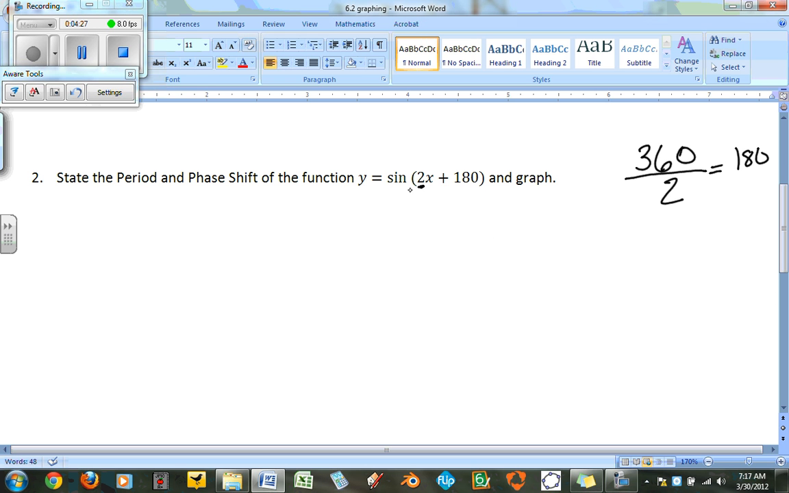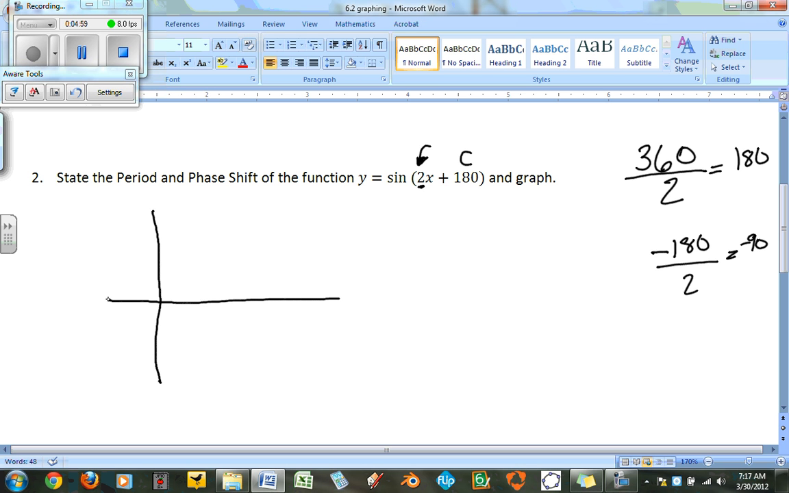All right, and then we're also asked to find the phase shift, and phase shift is -c over k. This is our c value, so -180 divided by k, and k is the number that comes before the angle, x, or sometimes theta. So -c all over k gives us a phase shift of -90 degrees. What that means is our sine function is going to start 90 degrees to the left.